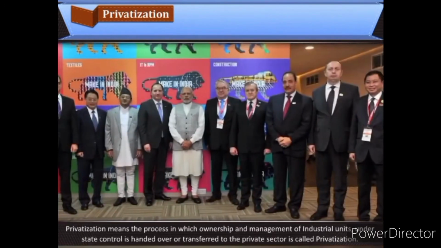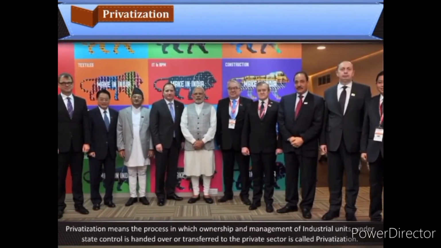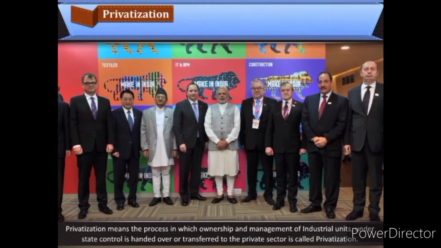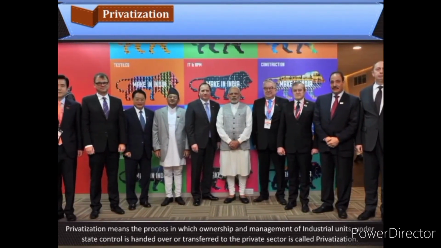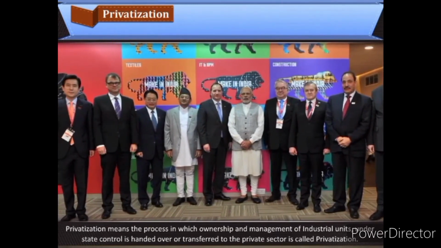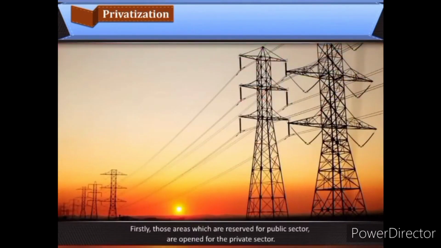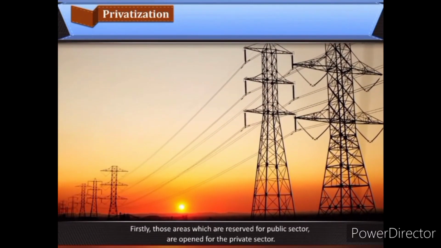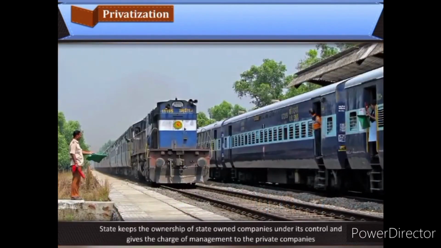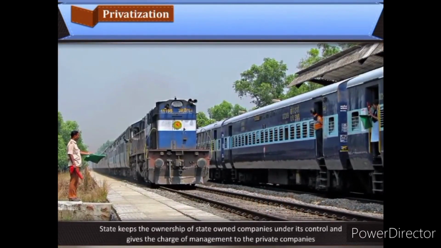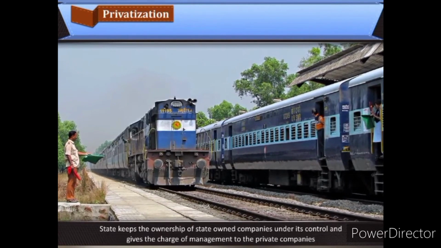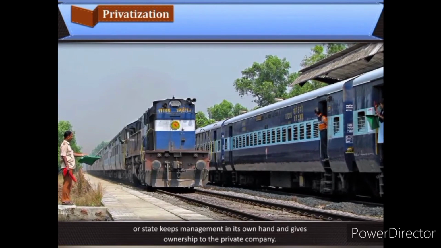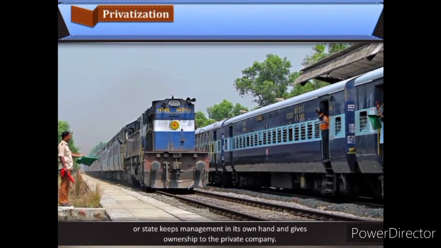Privatization. Privatization means the process in which ownership and management of industrial units under state control is handed over or transferred to the private sector. Methods. Firstly, those areas which are reserved for the public sector are opened for the private sector. The state keeps the ownership of state-owned companies under its control and gives the charge of management to the private companies, or the state keeps management in its own hand and gives ownership to the private company.